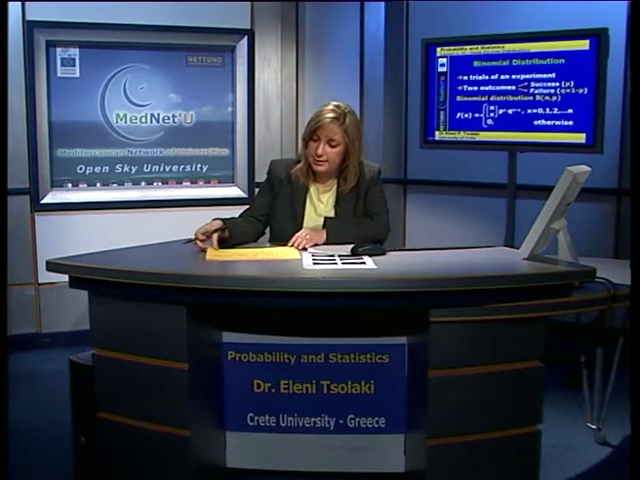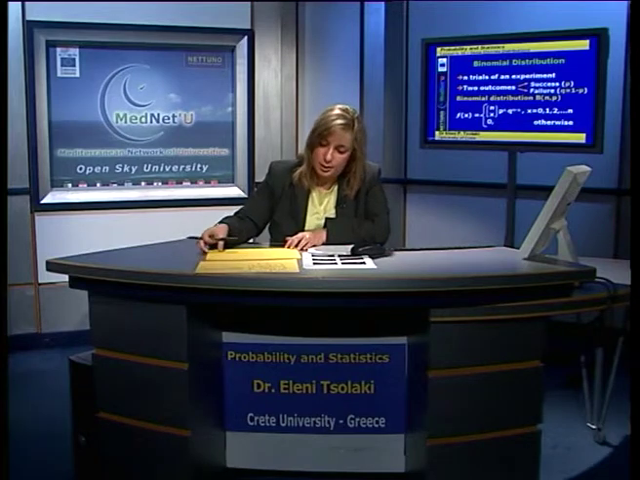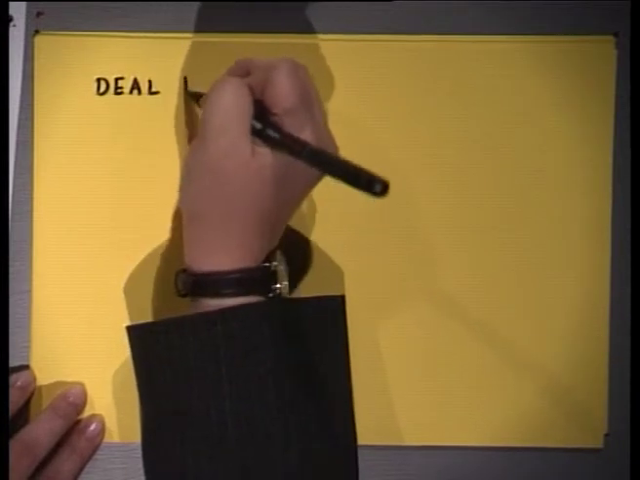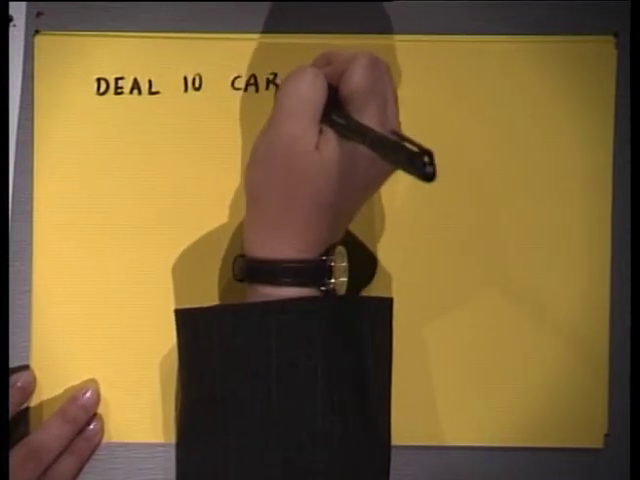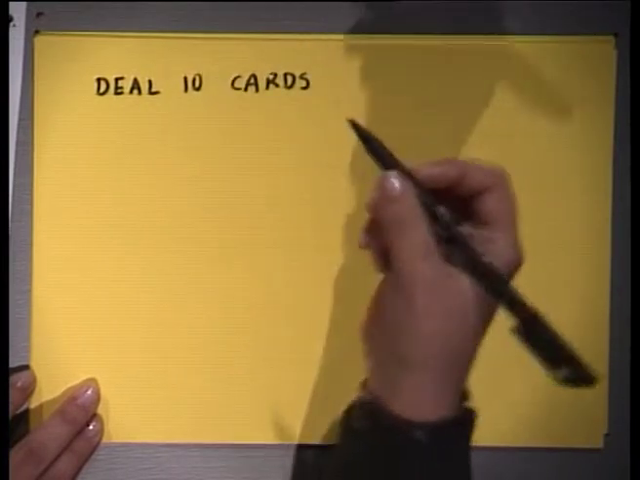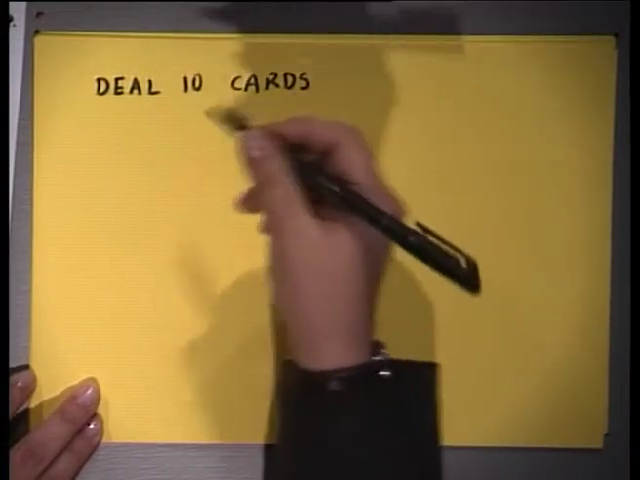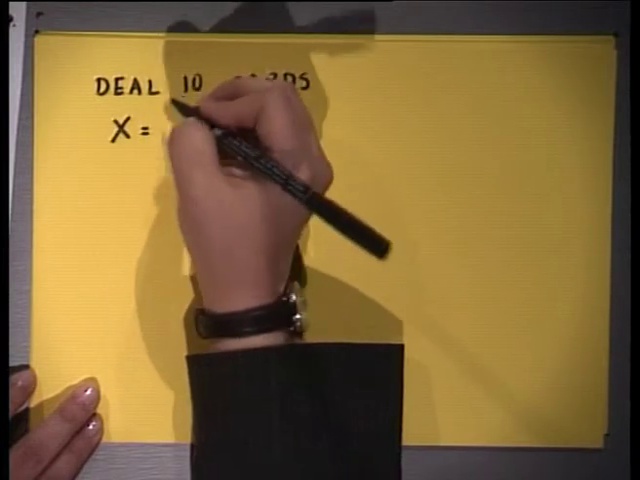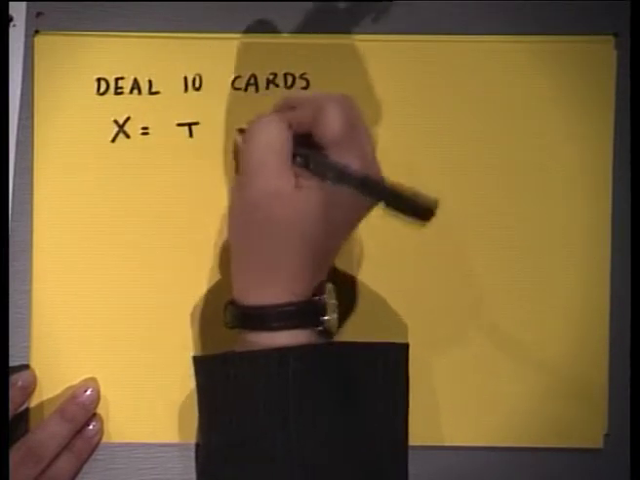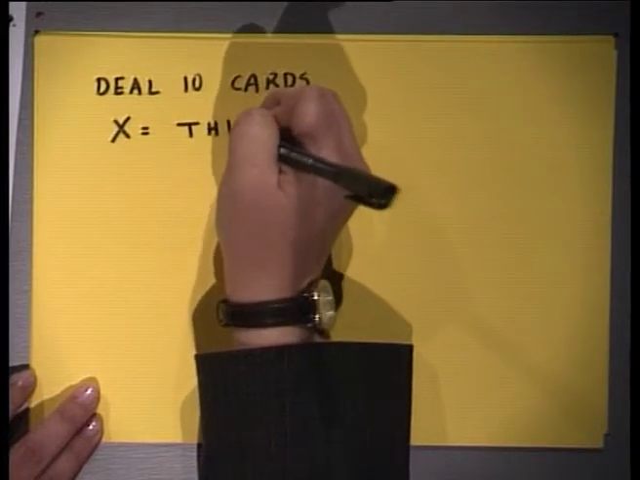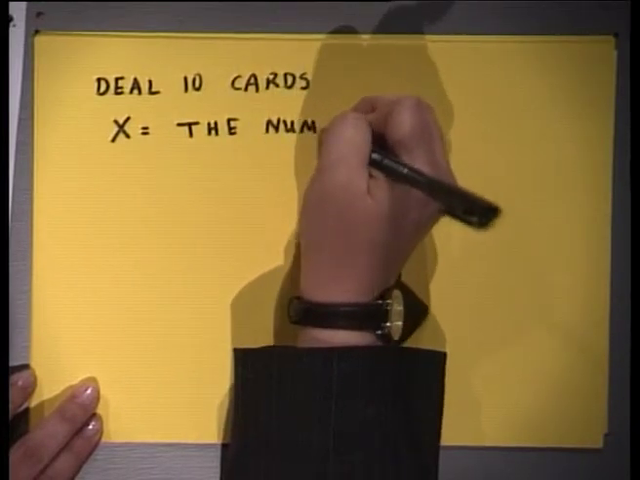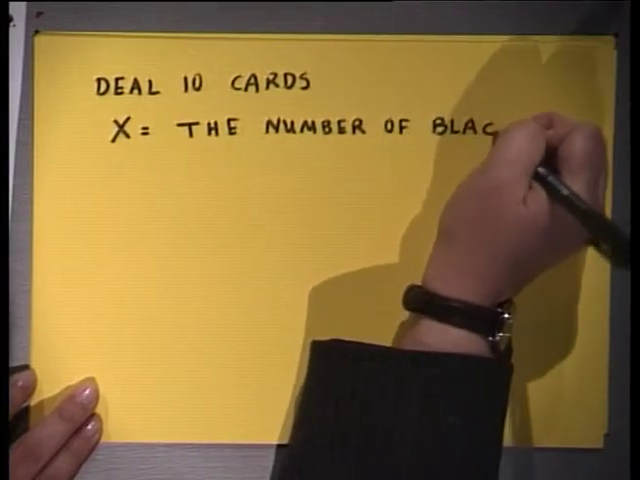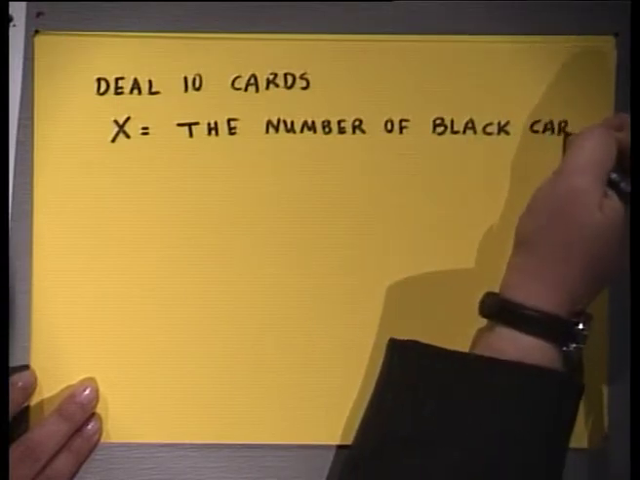Now, let's see another example. Deal 10 cards from a standard deck of 52 cards. Now, x in this case is the number of black cards we observe. We are interested in the number of black cards.